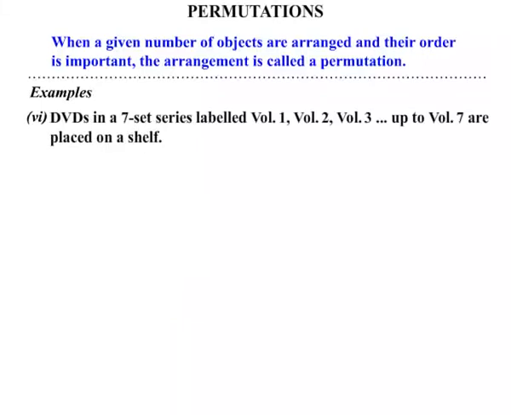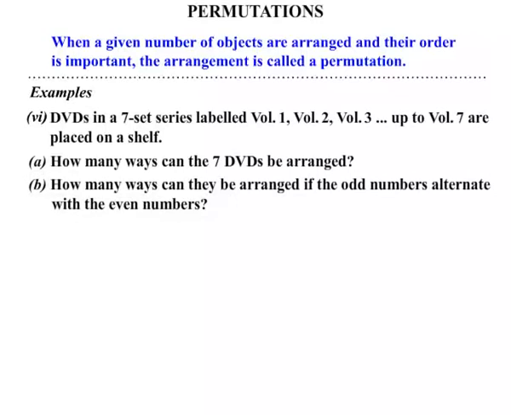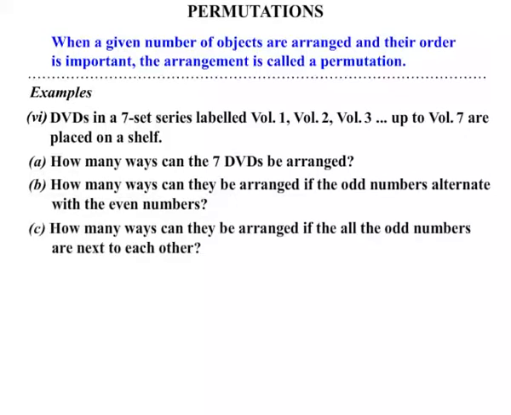Our final example now, DVDs in a 7-set series labelled Volume 1, Volume 2, Volume 3, all the way up to Volume 7 are placed on a shelf. Part A, how many ways can the 7 DVDs be arranged? Part B, and part C, a couple of different questions on that.